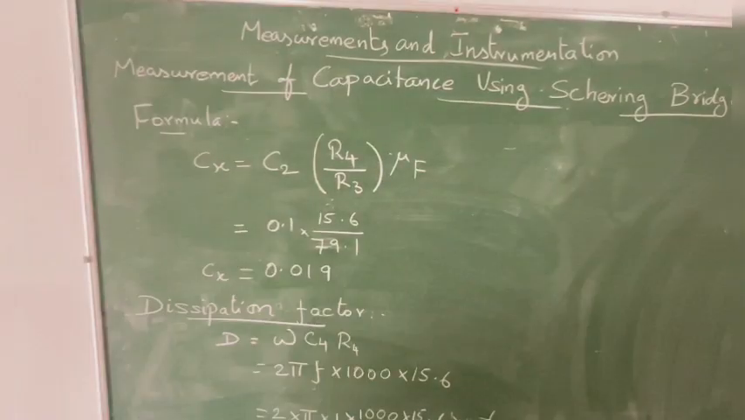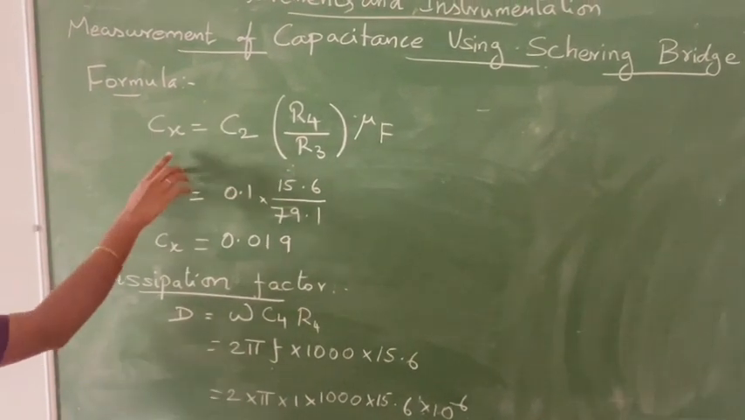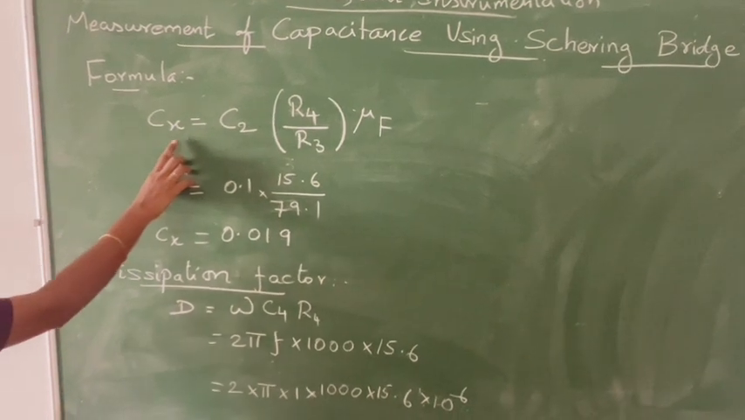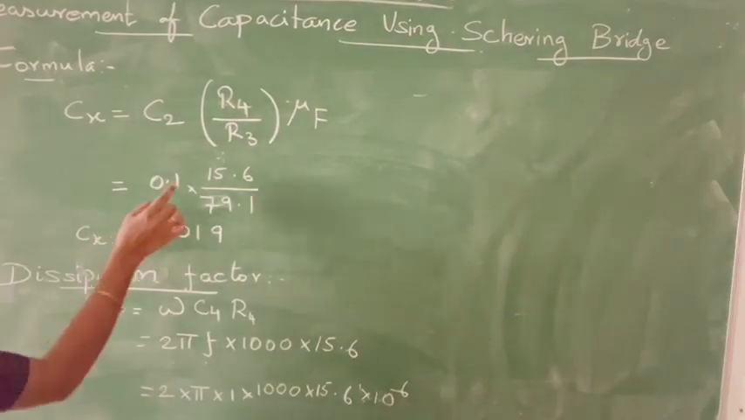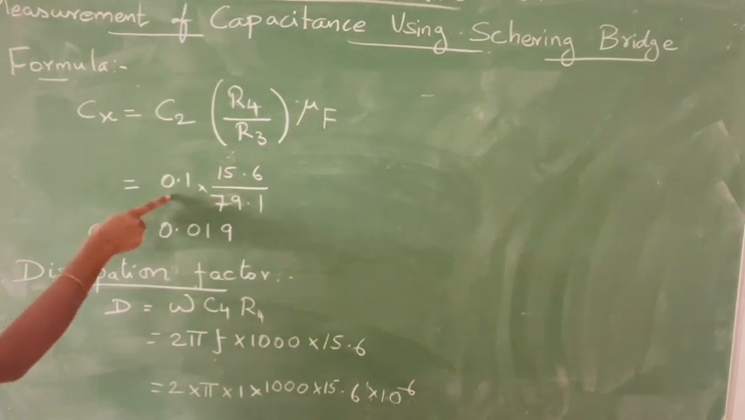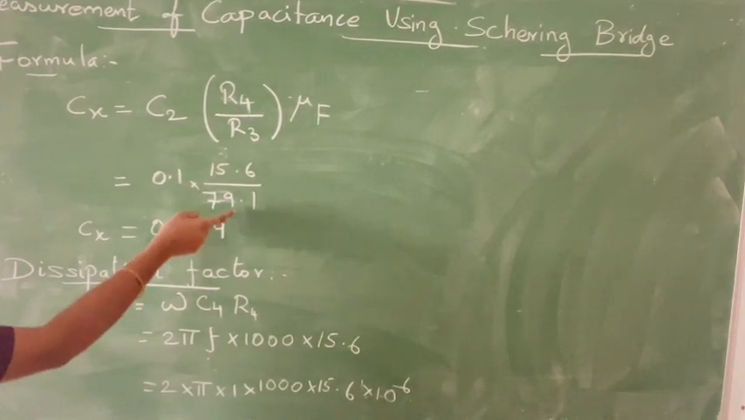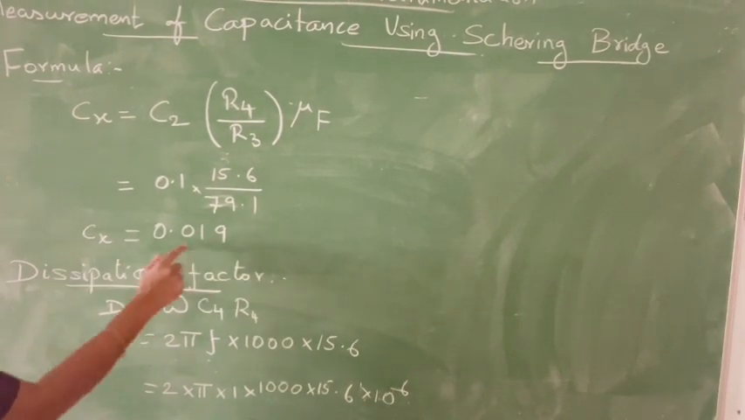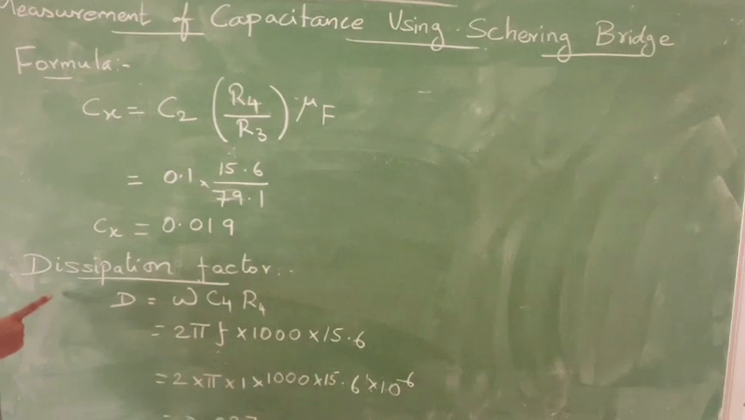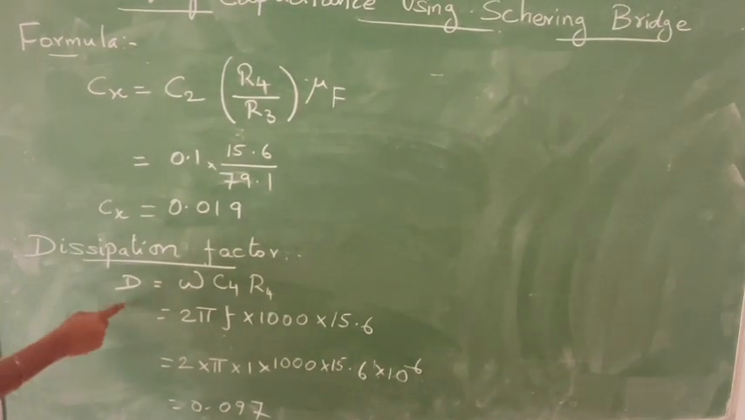So we have to do these calculations. The formula is Cx is equal to C2 into R4 by R3. The unit of capacitance is microfarad. The value of C2 is 0.1. From the tabulations, from the taken readings, we have chosen R4 as 15.6 and we have observed the reading of R3 as 79.1. So the Cx is equal to 0.01.